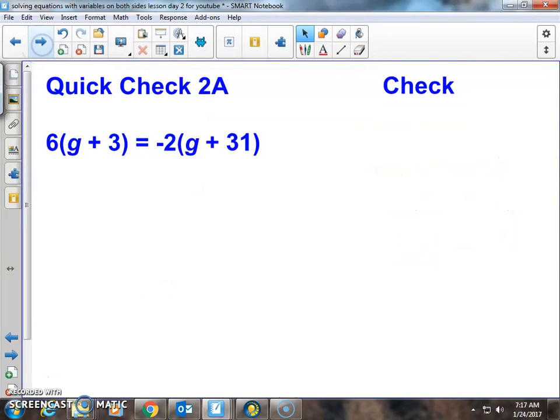So this would be a good one for you to try. Take a look at it real quick. Notice it looks like there's distributive property on both sides. Now would be a good time to stop the video, give this a try. Once you think you've got it, turn the video back on, and I'll go through step by step with you.